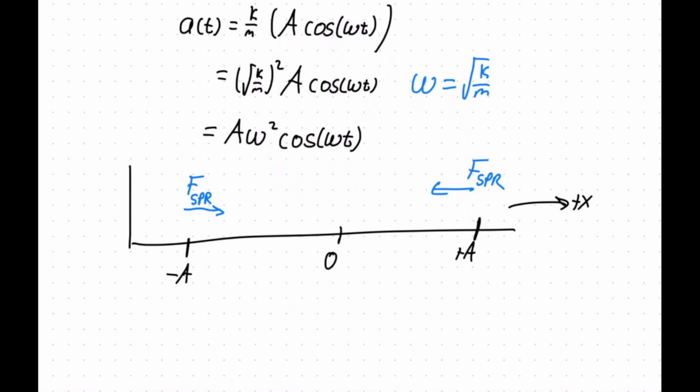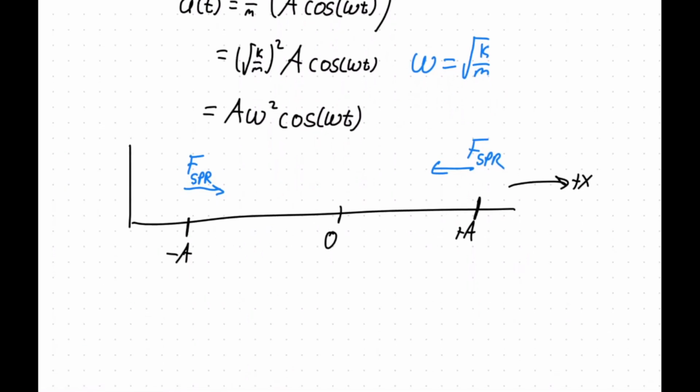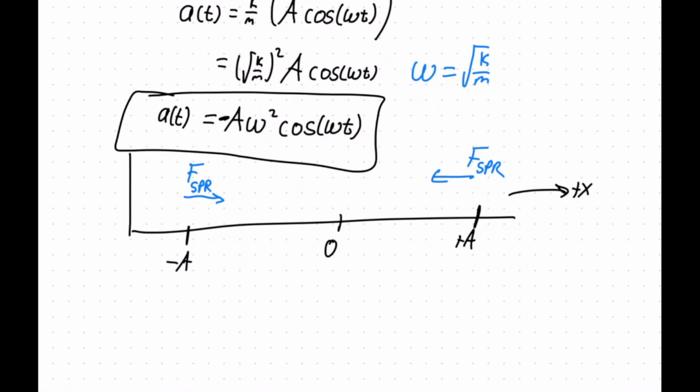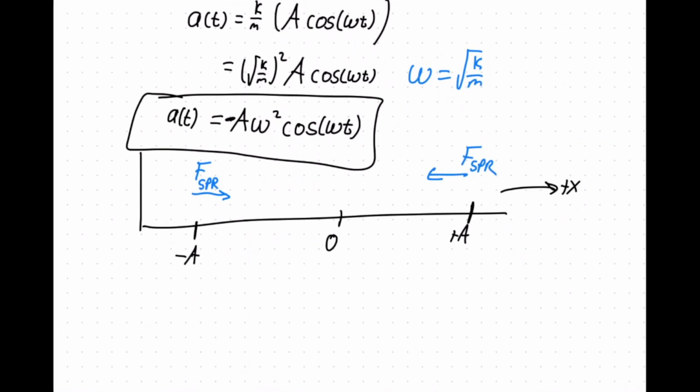Again, this is all assuming that plus x is to the right. And so here what I have is a sign issue: if I plug in 0 into my acceleration function, and I say I'm stretching this thing out to positive A, I will get a positive acceleration, but my force will not cause a positive acceleration. It's in the opposite direction. So we'll just toss a negative sign out front. And so my acceleration function, a of t, is equal to minus A omega squared times cosine of omega t, and it will work for either position.